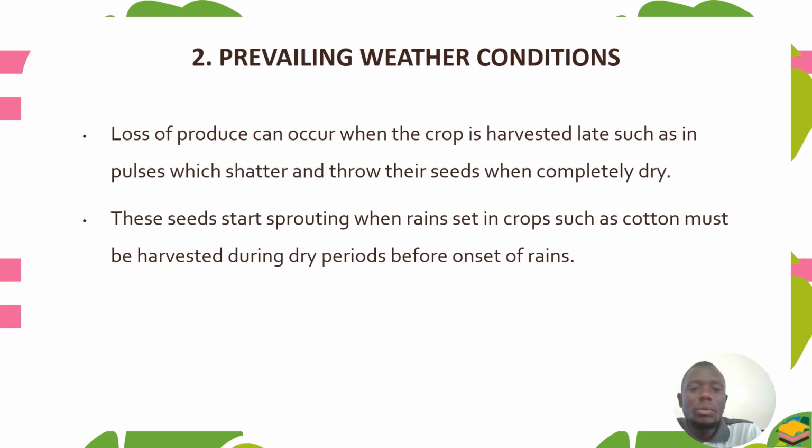So let's go to prevailing weather conditions. Loss of produce can occur when the crop is harvested late, such as in grasses, which shatter and throw their seeds when completely dry. These seeds start sprouting when rains set in. Crops such as cotton must be harvested during dry periods before the onset of rains. So it just depends on the weather conditions. Weather also affects the time and the stage of harvesting.